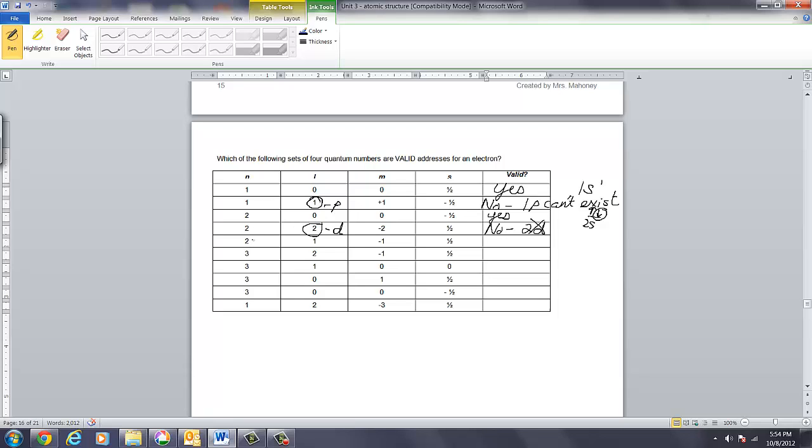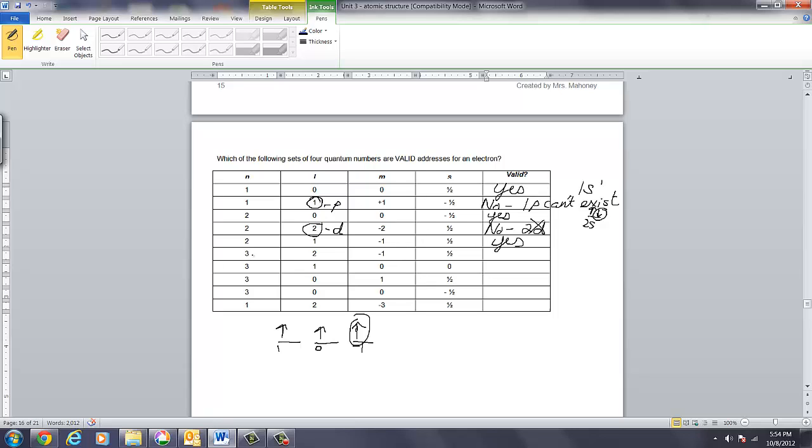Okay, this one is a 2. The l is a 1, which is a p. And so remember, if we're looking at my 2p, I have 3 orbitals. This is a positive 1, this is a 0, this is a negative 1. So can I have a 2p with a negative 1 and an up? Yeah, that works. What electron would that be? If I'm looking at the second, it's a p, it's in this one, and it's up. I'd be talking about that electron.